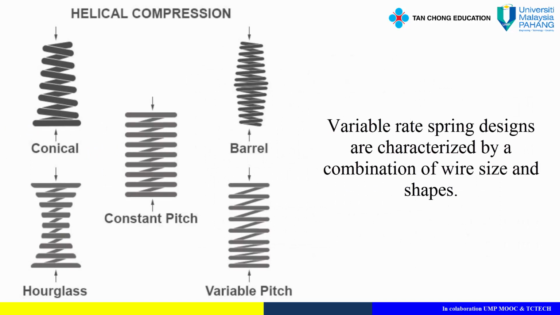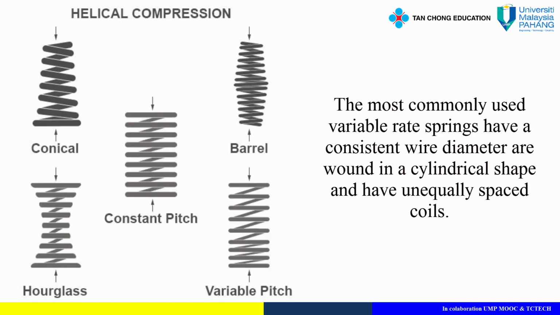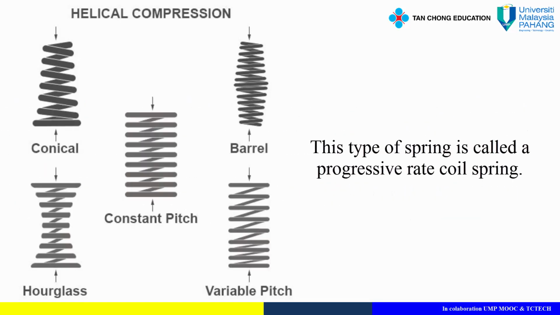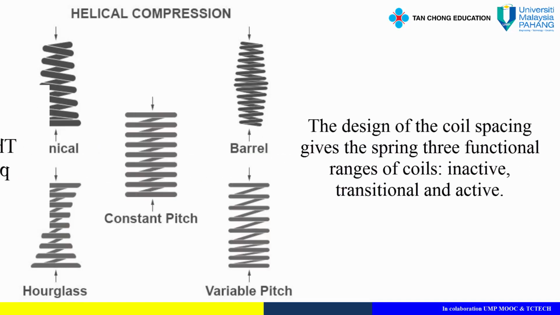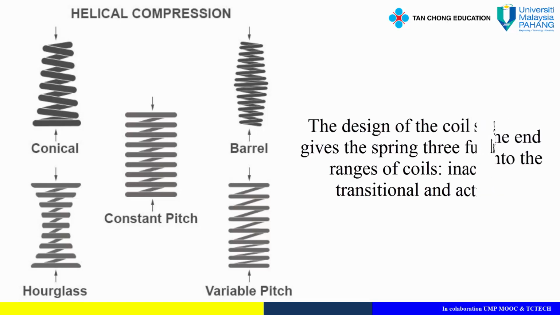Variable rate spring designs are characterized by a combination of wire size and shapes. The most commonly used variable rate springs have a consistent wire diameter, are wound in a cylindrical shape, and have unequally spaced coils. This type of spring is called a progressive rate coil spring. The design of the coil spacing gives the spring 3 functional ranges of coils: inactive, transitional, and active.